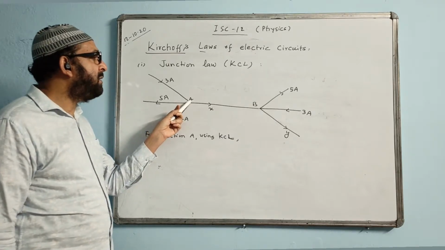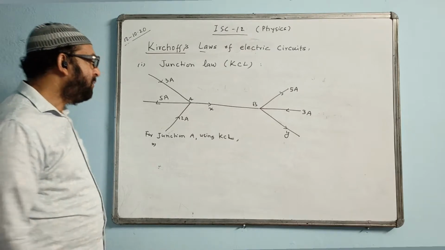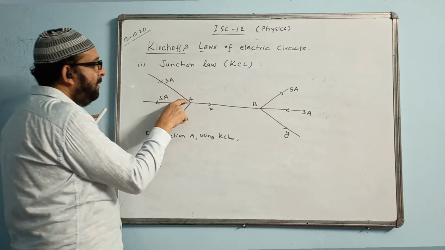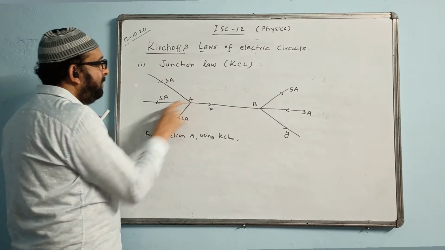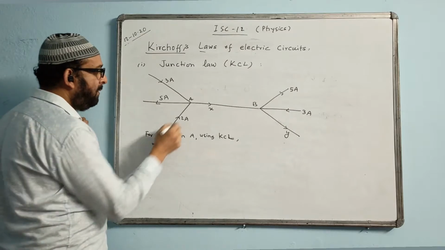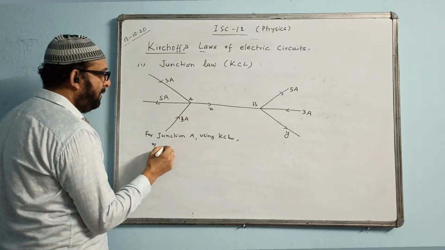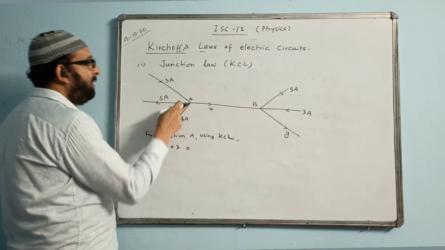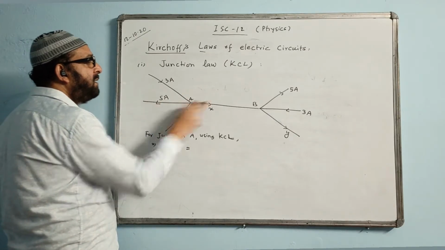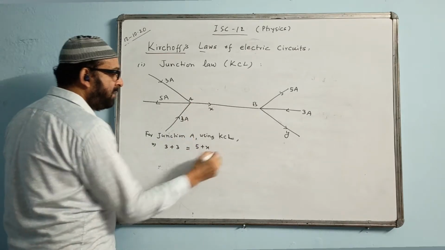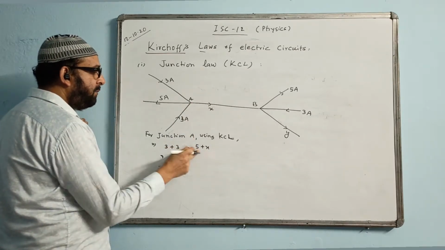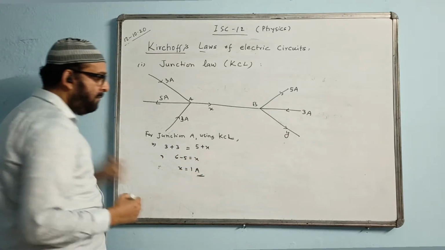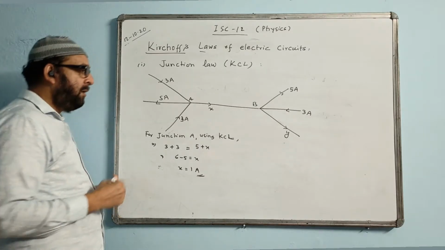One junction is A, another junction is B. For junction A, how do we apply this? Let us take current towards, that is 3 ampere. Current towards, this is also 3 ampere. I'll change this value and take 3 ampere. So 3 ampere plus 3 ampere will be equal to current away. 5 ampere is going away, and x ampere is also going away. So I write 5 plus x. 3 plus 3 is 6, minus 5 is the value of x. The value of x comes to 1 ampere. That is the answer for x.